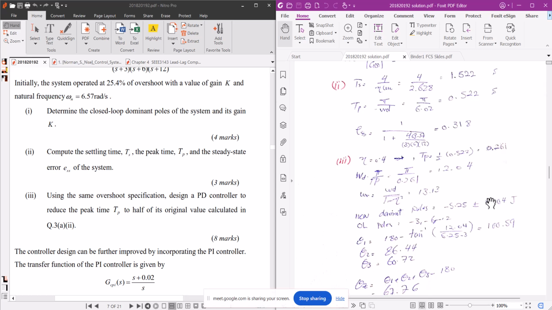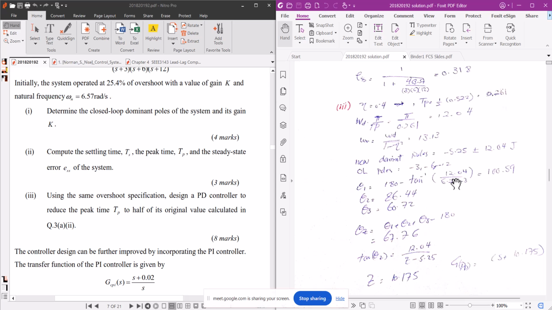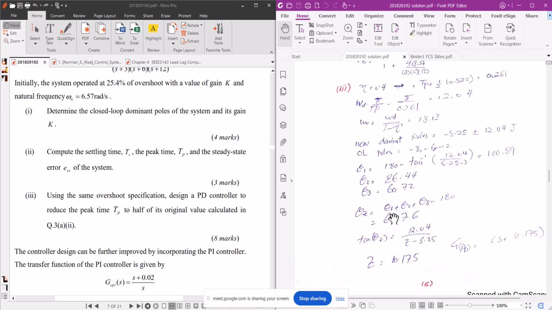transient response parameters. So for the PD controller, we calculate theta 1, theta 2, theta 3. Theta 1 is equal to 180 minus tan inverse 12.04 over 5.25 minus 3. Okay, you calculate this and you get this angle 100.59. For the theta 2, simply 180 minus tan inverse 12.04 over 5.25 minus 6. And for theta 3, 180 minus tan inverse 12.04 divided by 5.25 minus 12. So you get 60.72. Now add all of these and then subtract 180. You will get theta z.